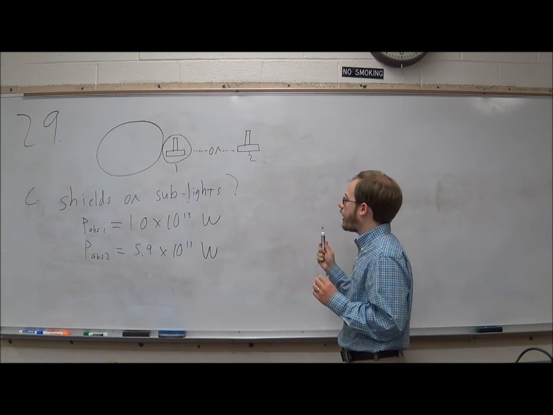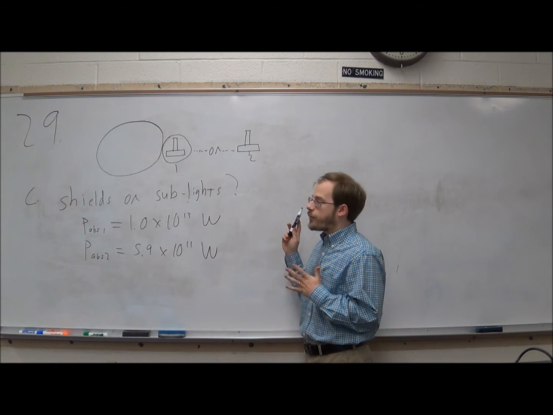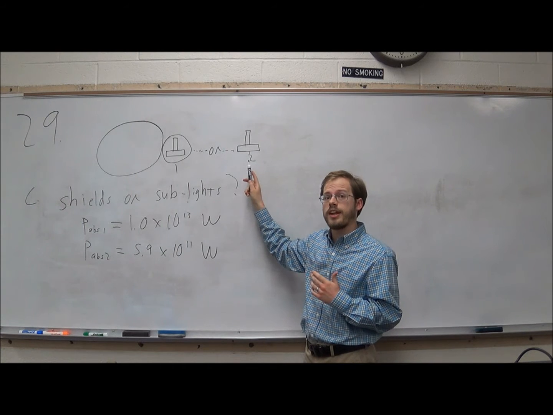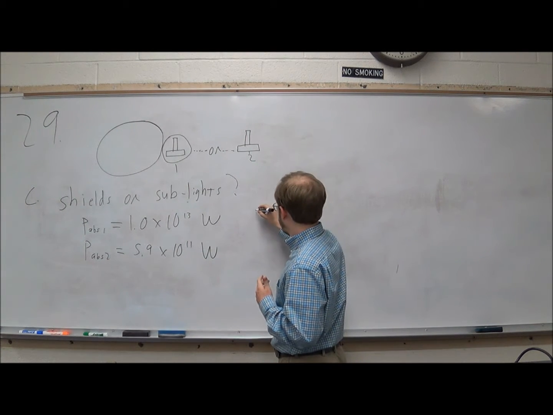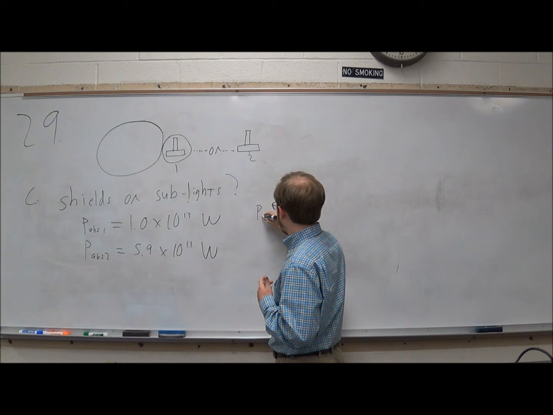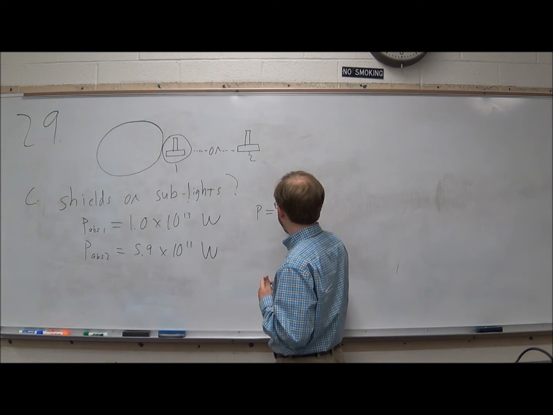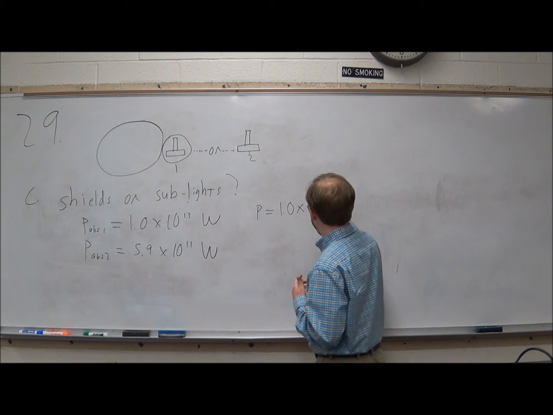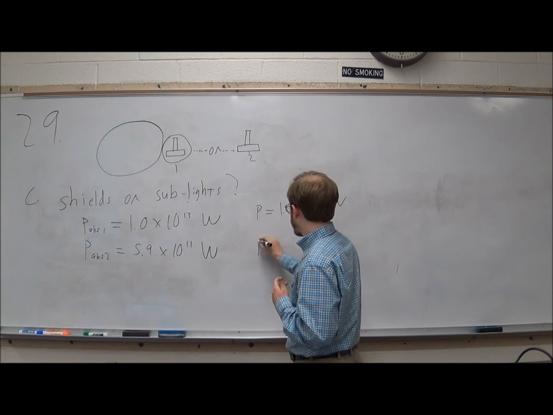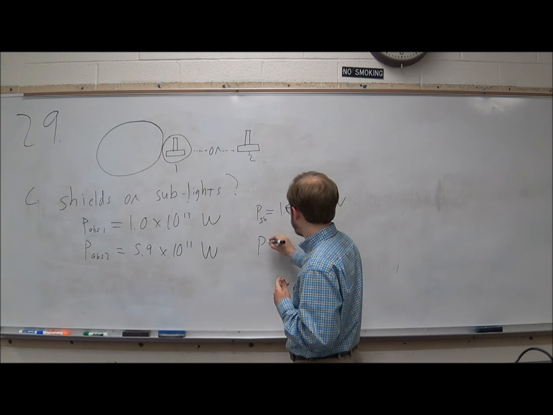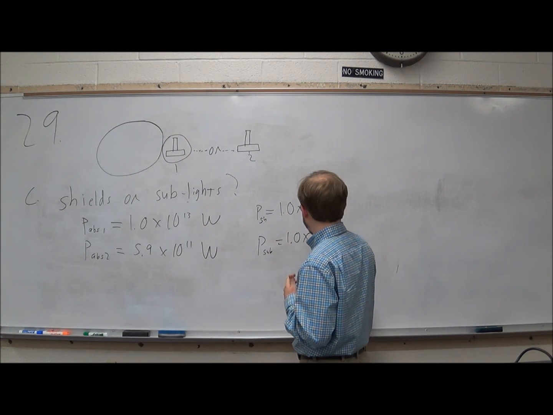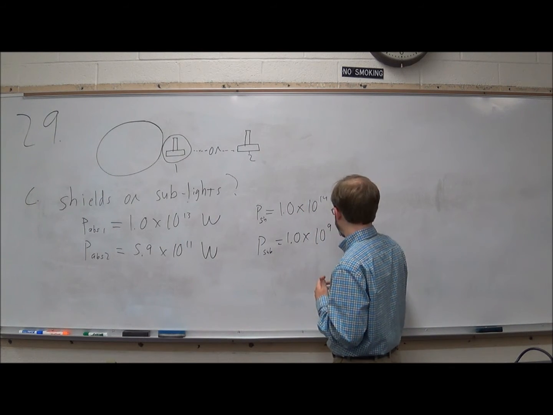So now we've got to figure out how much the ship can withstand at position 1, and how much the ship can withstand at position 2. Well, we're told in part C that if we fix the shields, the ship can withstand 1.0 times 10 to the 14 watts. And if we fix the sublights, it can withstand 1.0 times 10 to the 9 watts.